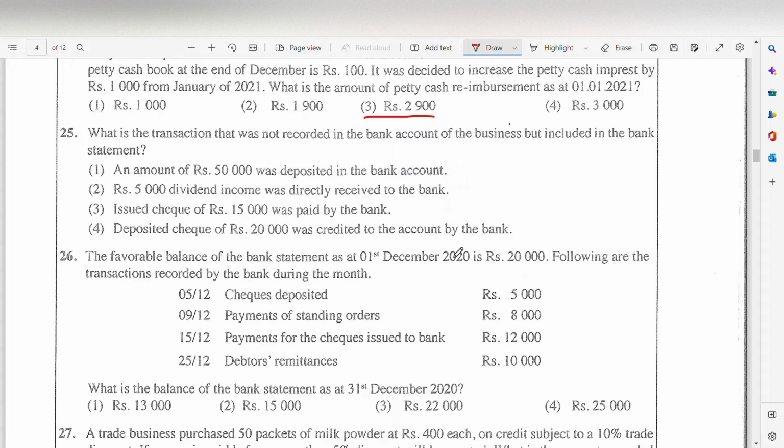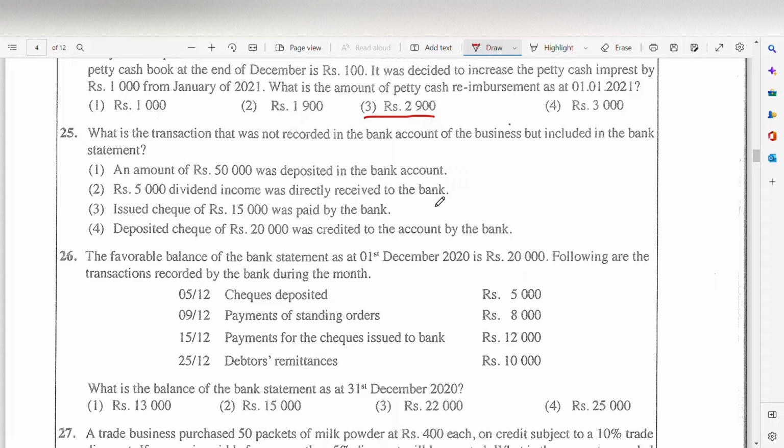Okay. An amount of rupees 50,000 was deposited in the bank account. Now, if you are depositing it, of course, you will update your books of accounts. So the first one is not the answer. Rupees 5,000 dividend income was directly received to the bank. Okay. Now, that seems to be the correct answer. Why? It was directly credited to the account of the business held at the bank.